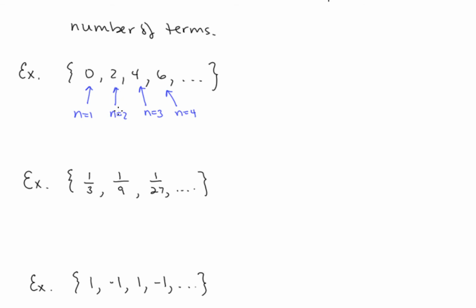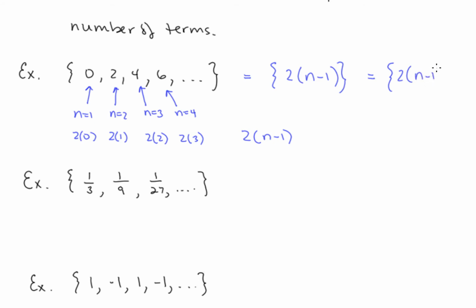Notice here, for n equals 2, we have 2 times 1. Here, for n equals 3, we have 2 times 2. Here, for n equals 4, we have 2 times 3. And here we can consider this to be 2 times 0. So what we have is 2 times n minus 1. So we're going to say this sequence is equal to the sequence 2 times n minus 1. And if we wanted to be specific, that we're starting at 1 and going up to infinity, we could say 2 times n minus 1 and going from 1 to infinity.